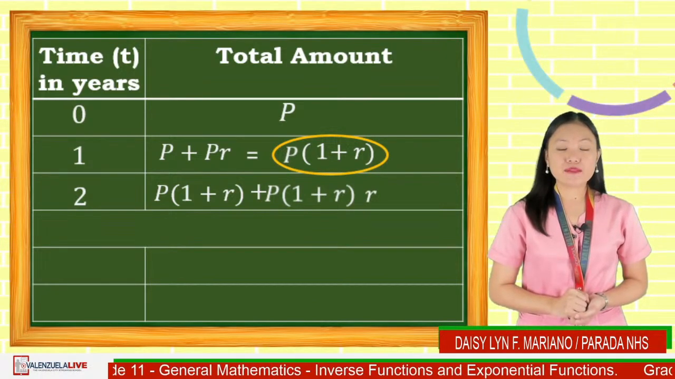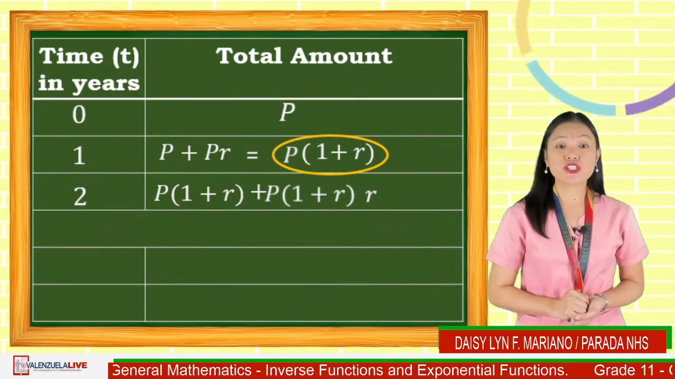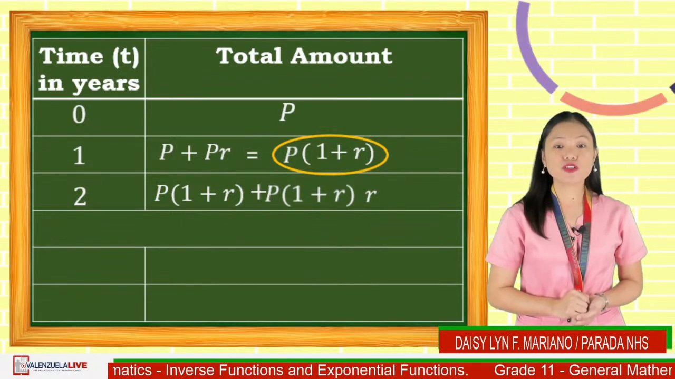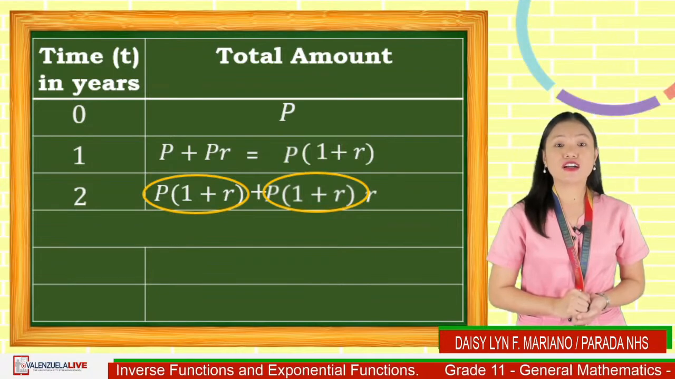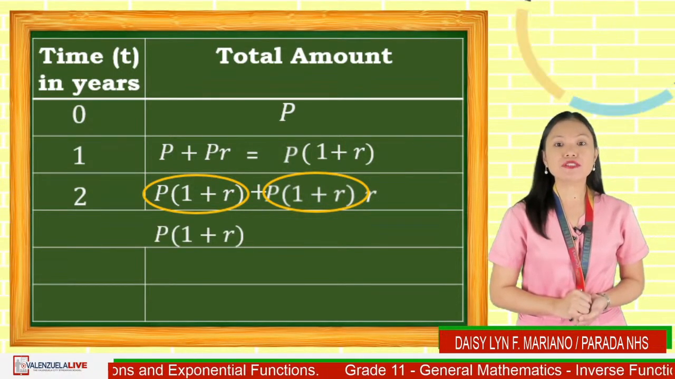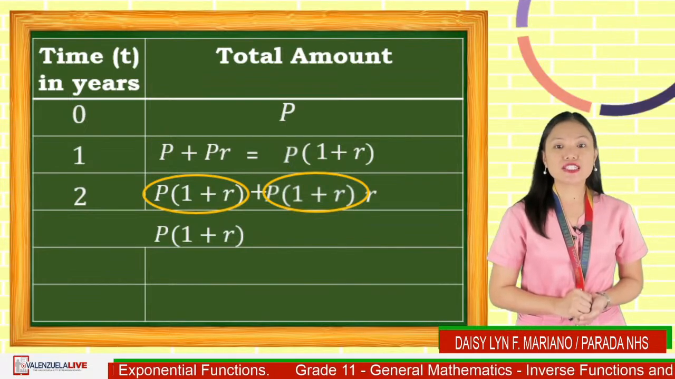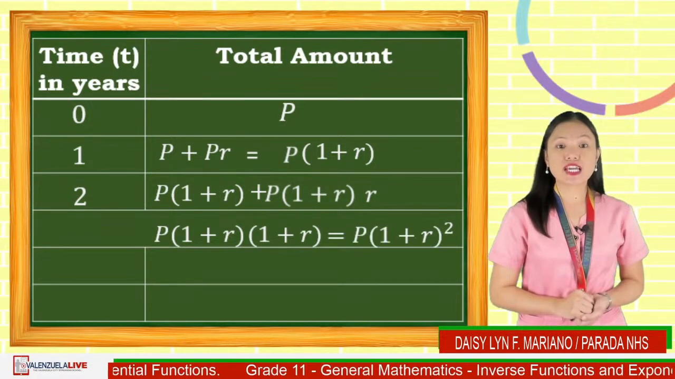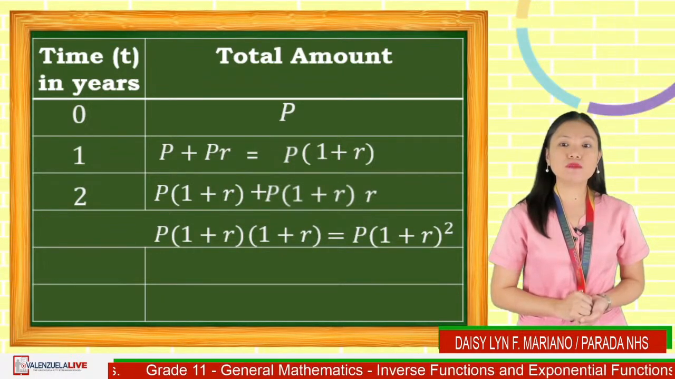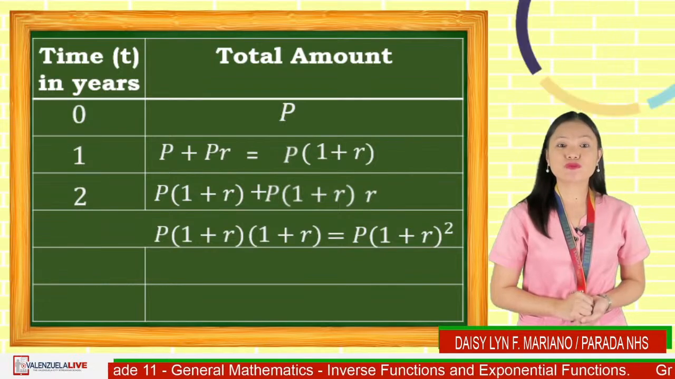We simplify it by getting its common factor, which is P times quantity 1 plus r, and the other factor as 1 plus r. But this is equivalent to P times the quantity 1 plus r raised to 2. So for the second year, the total amount is P times the quantity 1 plus r raised to 2.